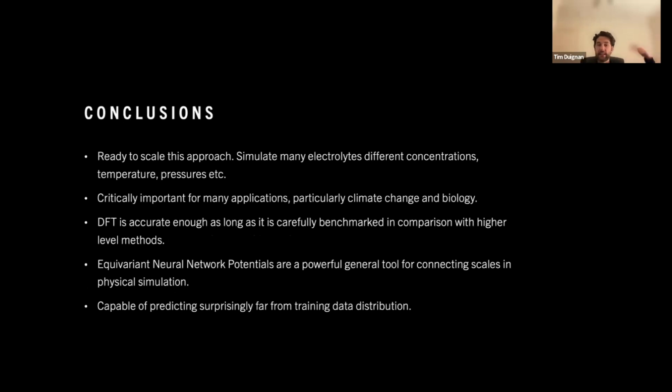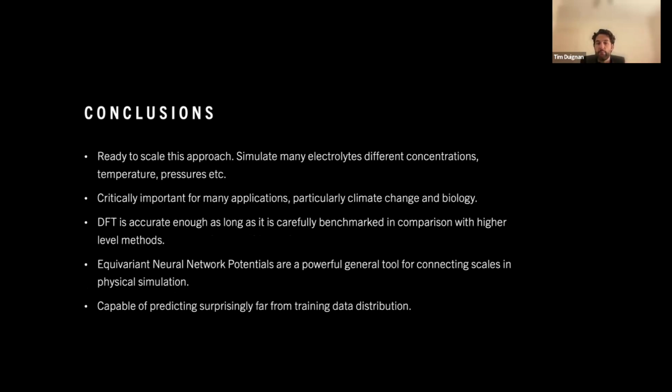I think we need to start applying this to many electrolyte solutions, different concentrations, temperatures, building up a database of properties, right? I think that's one important thing to do. And this will be really important for many applications, particularly climate change and biology. I think the DFT is accurate enough as long as you carefully benchmark it against high-level quantum chemistry methods like CCSD(T), and show it's doing a good job.